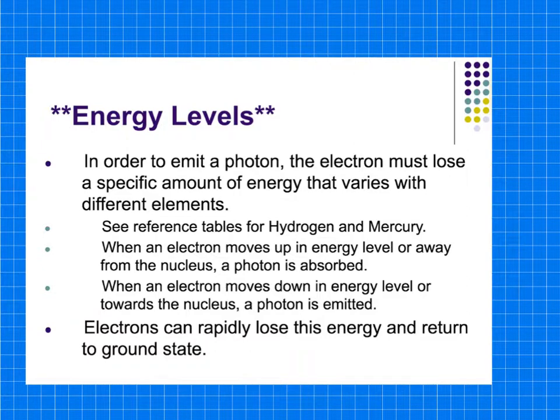So remember that as an electron moves up in energy level or away from the nucleus, a photon is absorbed. It needs to absorb energy, and it does that by absorbing photons or light energy. And when an electron moves down in an energy level or towards the nucleus, photons are emitted. It gives up that energy in the form of light. Generally, the electrons will lose energy very quickly and return to ground state. It requires energy to stay in those excited states, so naturally electrons fall to ground state.